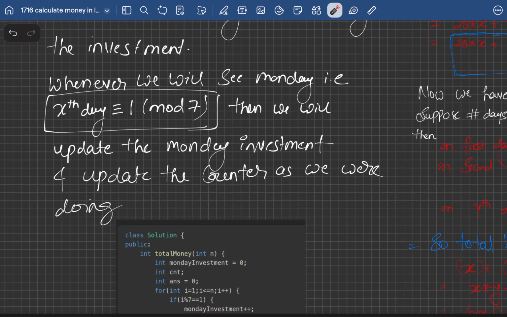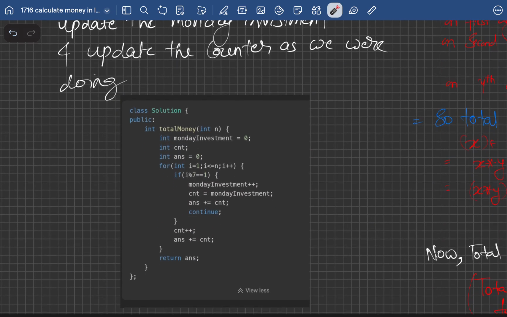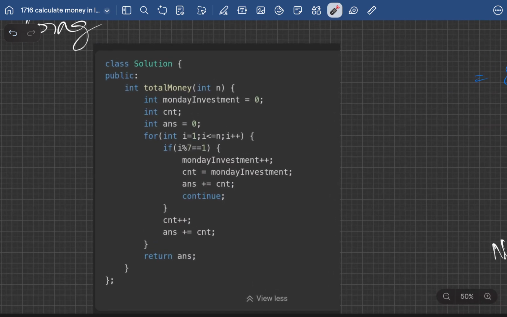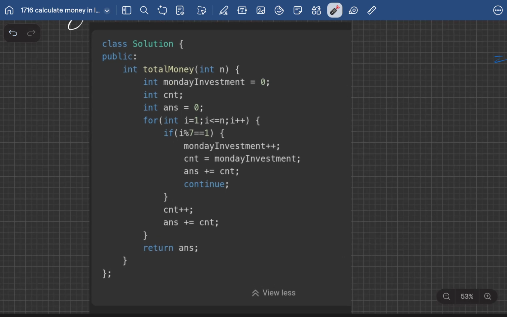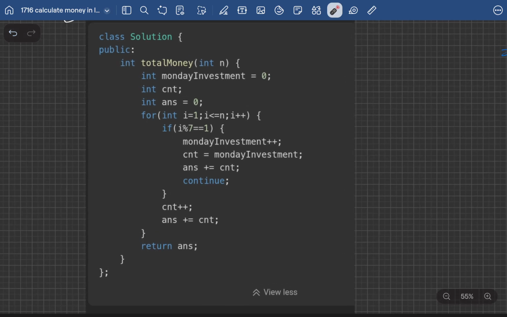Okay, and I've written the basic snippet of my code, so it will be easier only. So what I am doing, I am just initializing the Monday investment. So the first day the Monday investment will be 0. Okay, initializing with 0, and then we have a count, we have an answer.